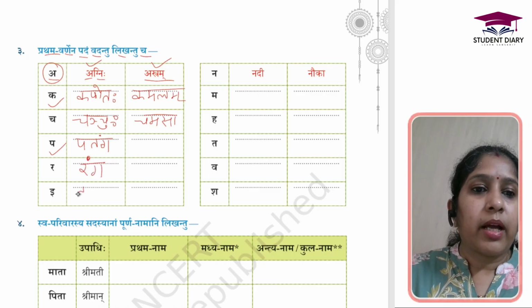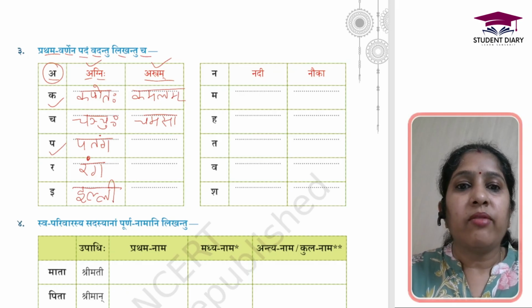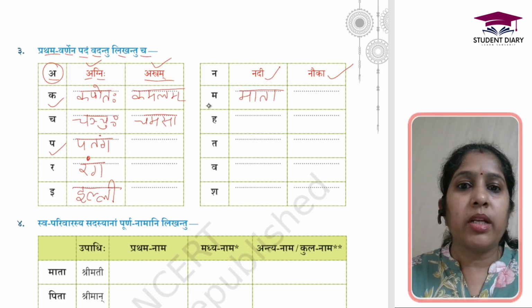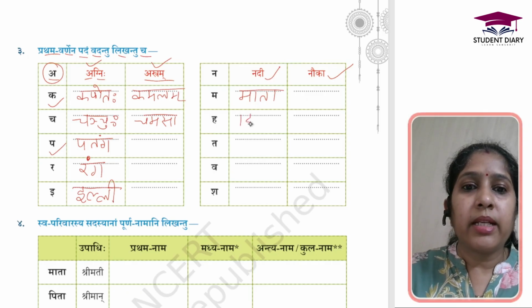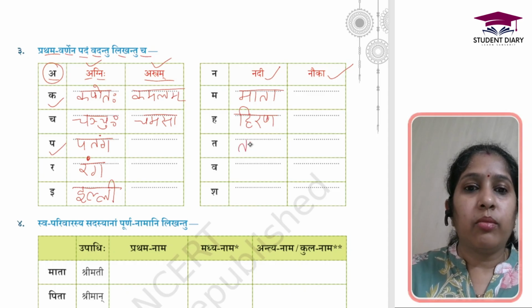With e, I can write here what? Illy. Illy is like a small insect that will be there in the grains. Like with na, they have written nadi and nauka. Nadi is river, nauka is boat. With ma, I can write here mata, like mother, and any other word you can choose of your choice. Then with ha, I can write hiran. Hiran is the deer. The word hiran also we use for deer. Then for ta, I would like to write tarbuj. Right? Any word you can write of your choice.